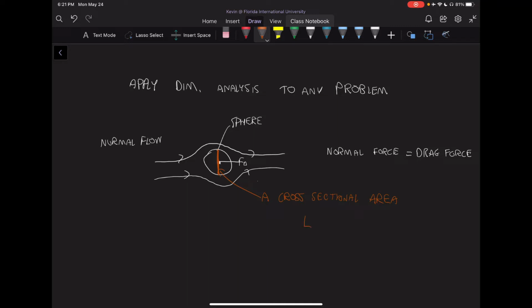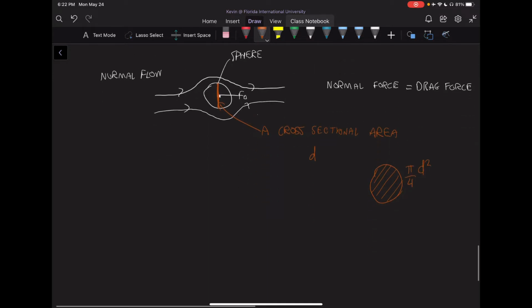Okay, and this cross-sectional area has a certain length, or we can say it has a diameter, a length or a diameter, whichever way we want to call it. So if we look at the front side of this, we can find this area by saying that this is equal to pi times d squared over 4. So it's pi over 4 d squared, or L squared if you want to use length.